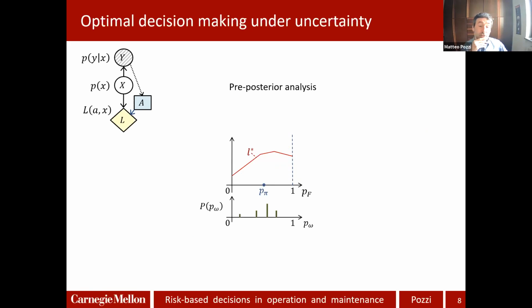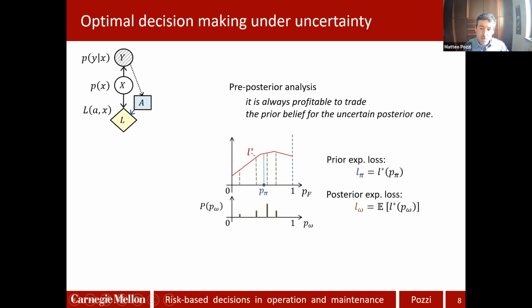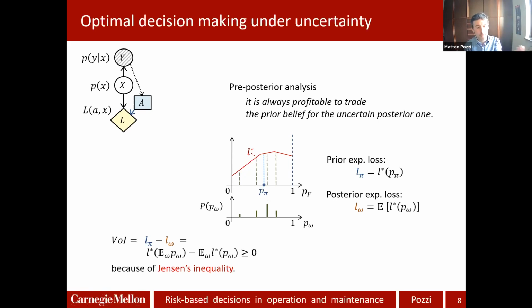So pre-posterior analysis, also mentioned before in the previous presentation, can be seen as a kind of trade-off, when you are ready to give up your prior belief for a lottery, when with specific probability, you get your posterior belief. For example, the probability of failure can go up or down when you listen to the sensor. And by Jensen's inequality, it is proven that it's always profitable to trade your prior belief for the uncertain posterior one. And again, the value of information is this difference, so it's guaranteed in this setting to be non-negative.